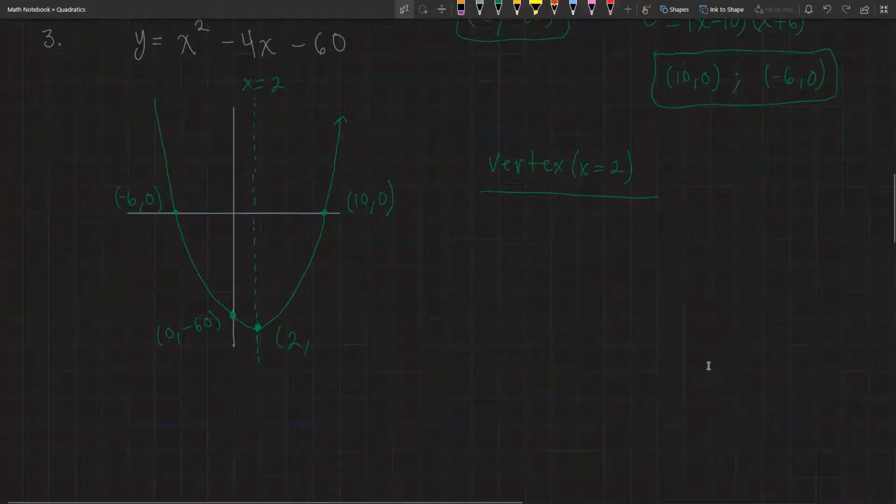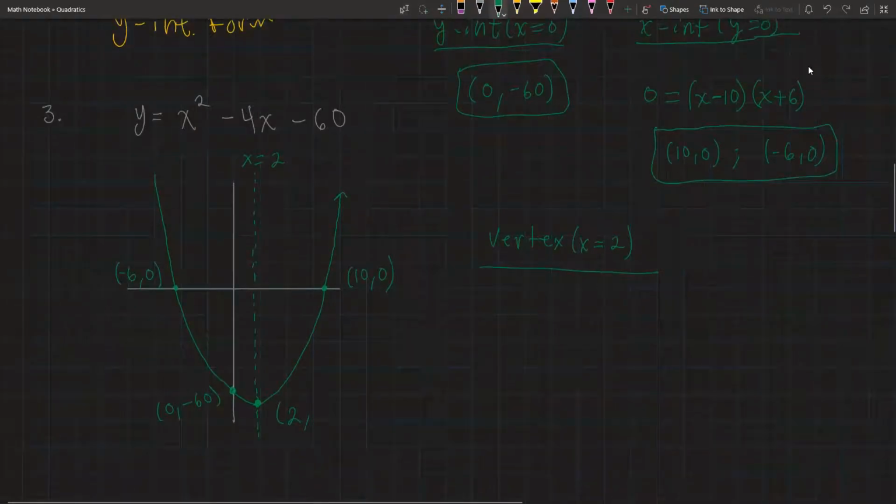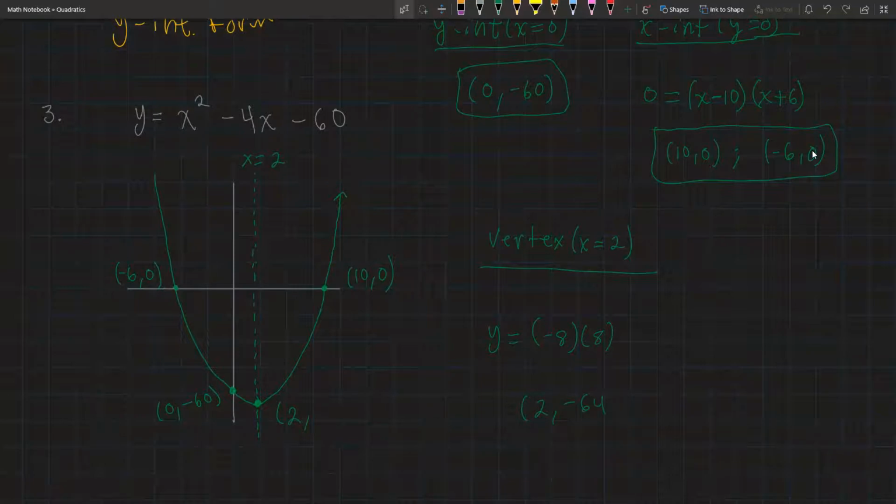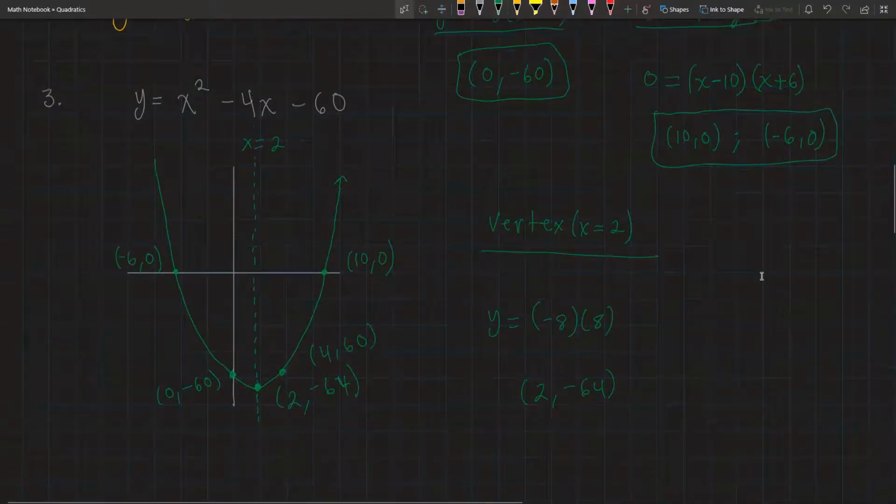Okay, great. So therefore, I'm going to remember that we can plug it into the multiplied form. I like to plug it into the factor form a little quicker. y equals 2 minus 10 is negative 8, and 2 plus 6 is 8. So the point should be 2, negative 64. And we are done with that one. Oh, and that's not 100% true because we haven't labeled the point of symmetry to the y-intercept, which is right there. And it should be 4, negative 60. All right, there we go. 5 points labeled very quickly.